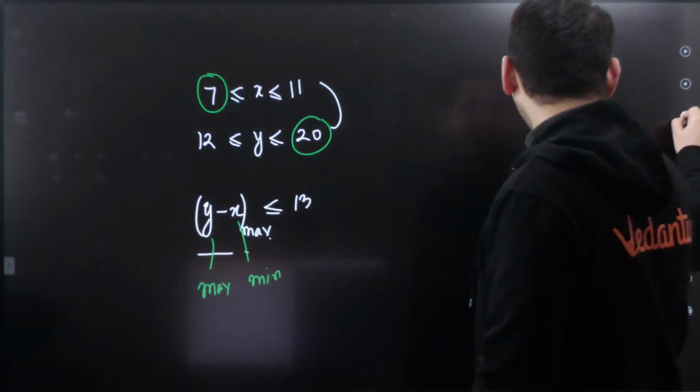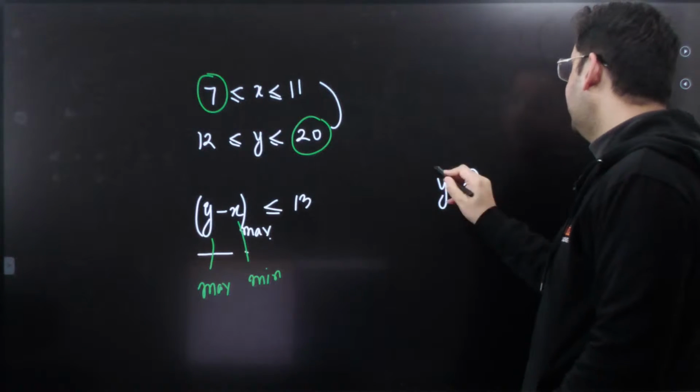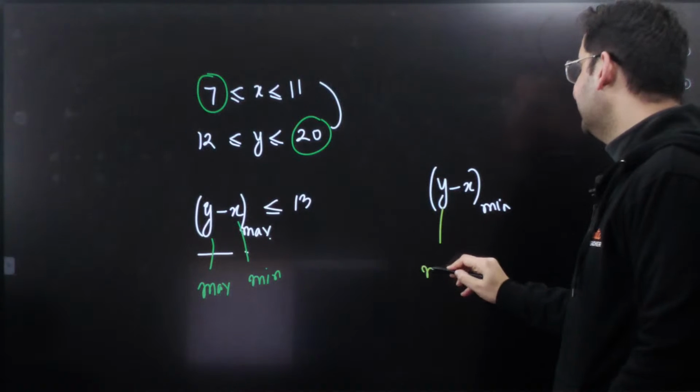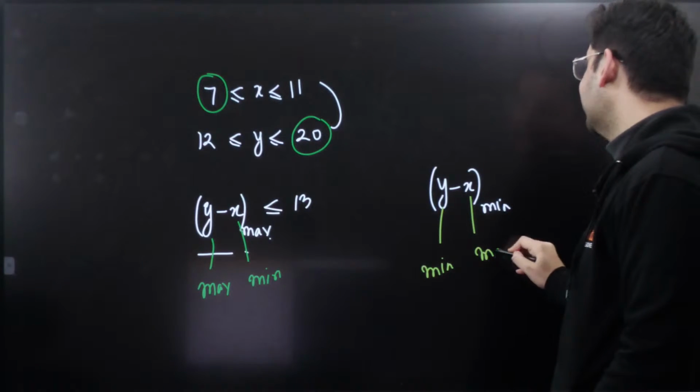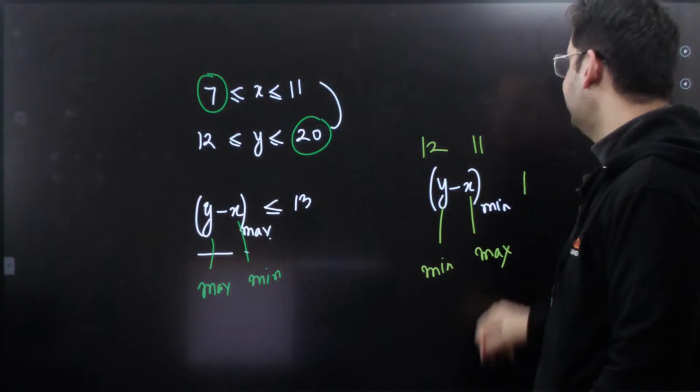And what is going to be the minimum value of y minus x? Minimum value. So इसके minimum value के लिए I need to ensure that this is minimum and this is maximum. Subtraction वाला सबसे बड़ा. So y minimum is 12 and x maximum is 11. So minimum value is 1.